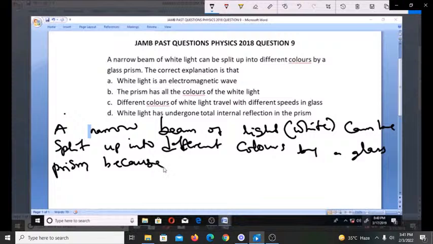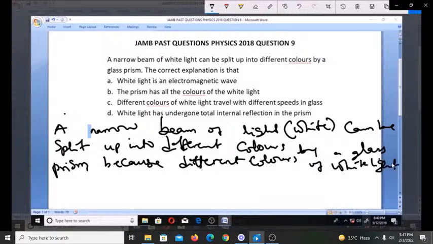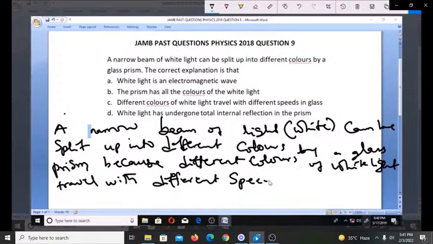This is because, and this will give us the answer to what we are asking, different colors are in white light. That means in white light there are different colors inside it. These different colors of white light move, but you will not see them until you pass the white light through a glass prism. There are actually different colors inside the white light, and they move with different speed.